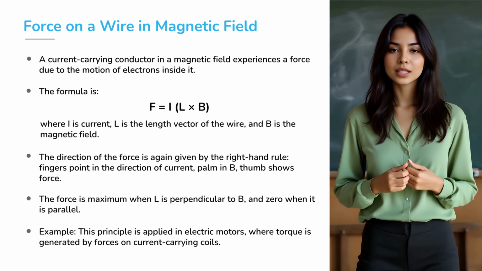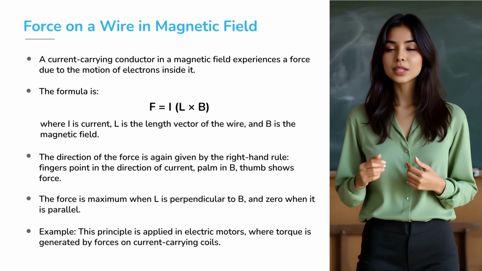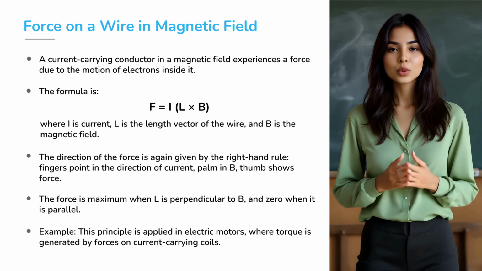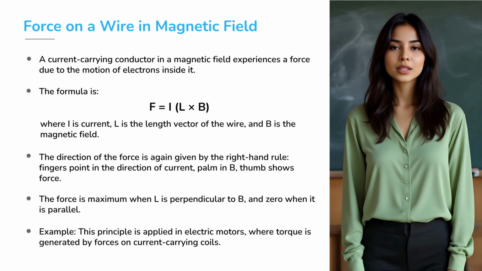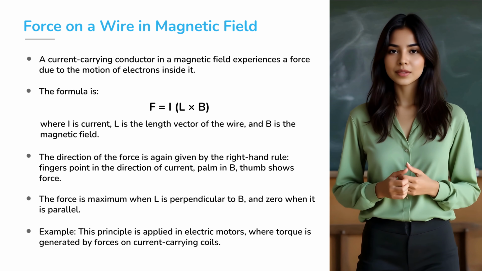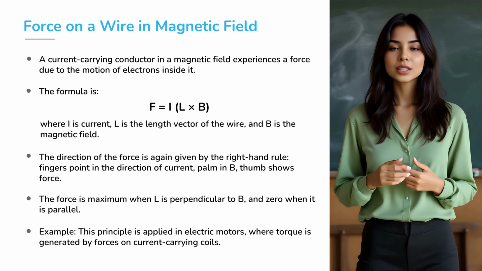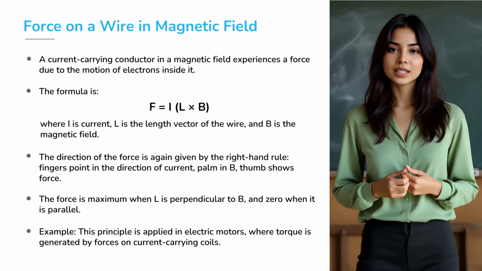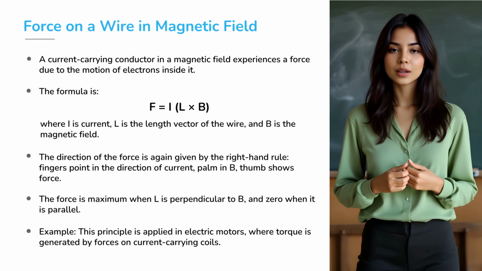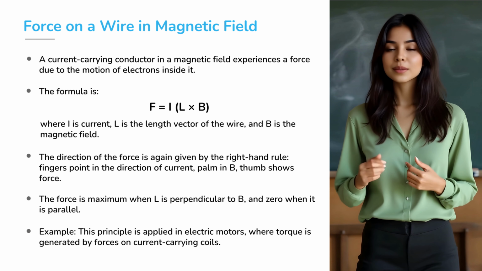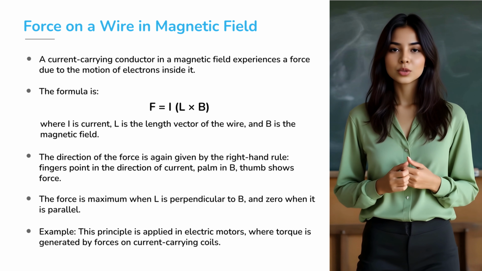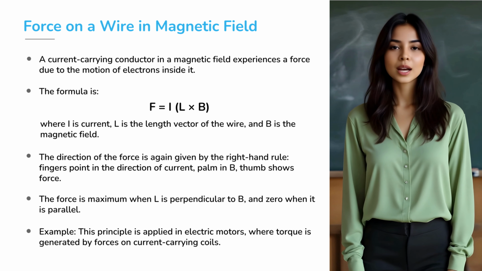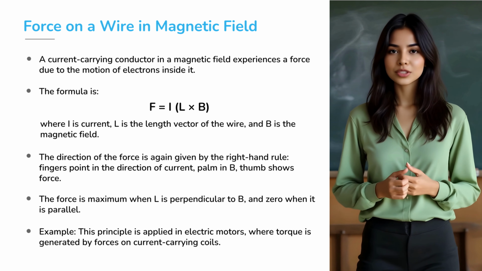When a current-carrying conductor is placed in a magnetic field, it too experiences a force. This is because the moving electrons inside the wire feel the magnetic force. The equation becomes F equals I times (L cross B), where I is the current, L is the length vector of the wire, and B is the magnetic field. Again, the right-hand rule comes to the rescue. Fingers point along current, palm in the field direction, and the thumb gives the force.